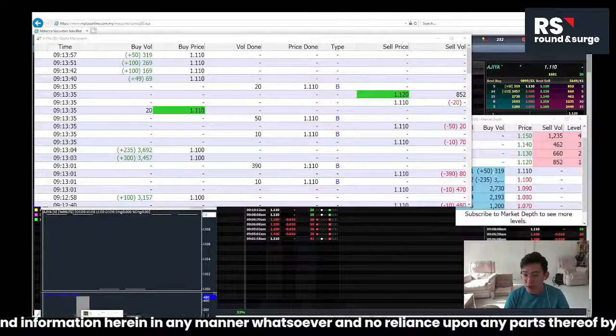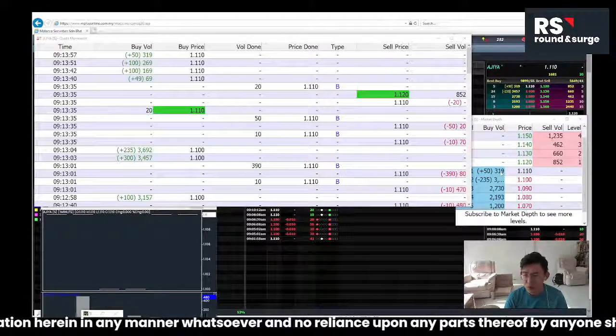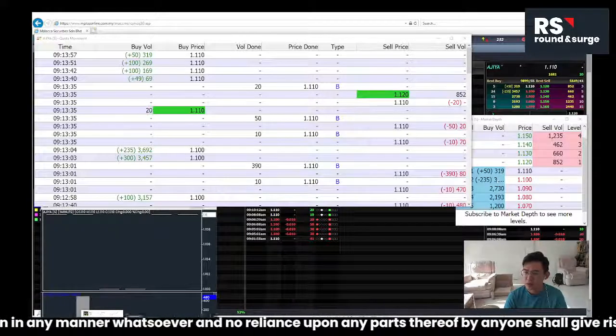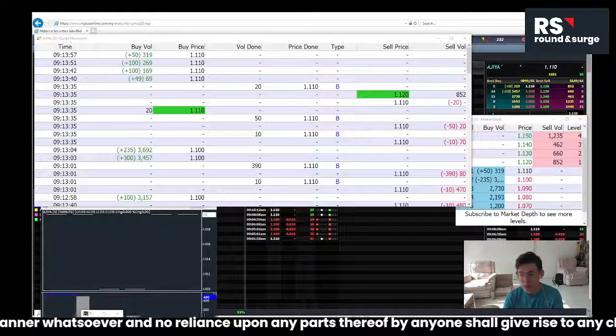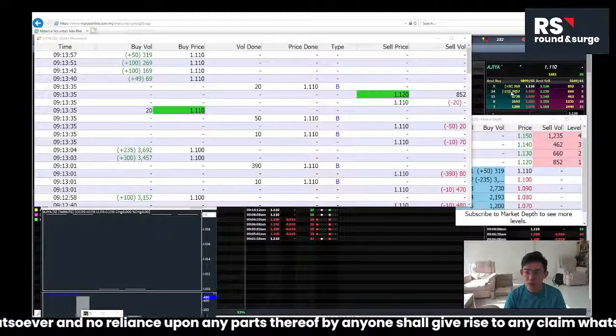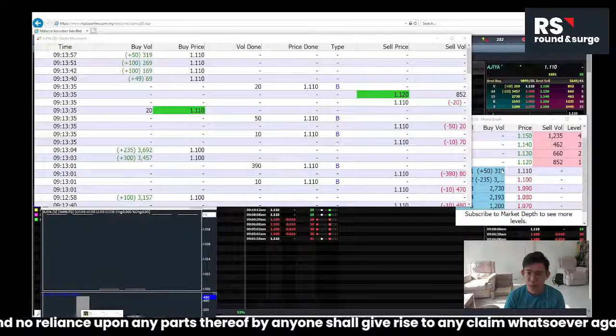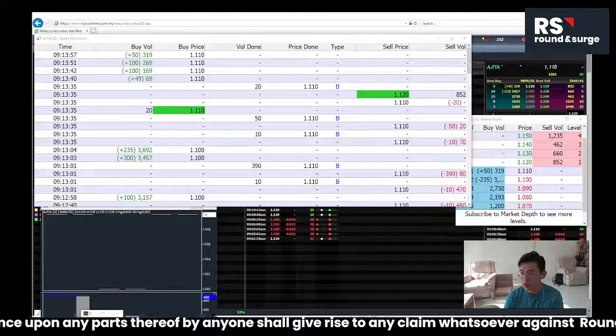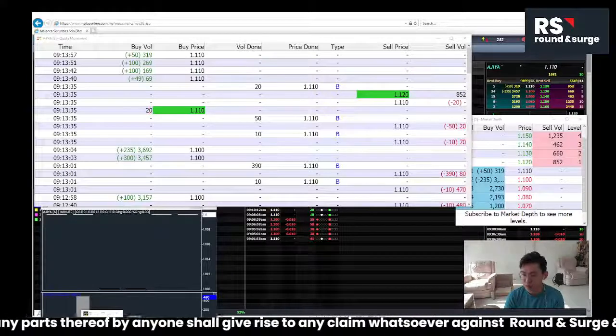Slowly buy volume is building up, but it's still not much yet. It's only 319. The rest of it is at 3,000, 2,000, 1,000. I want to see them refill back to about a few thousand, then that is something that we want to look into. That is when we need to prepare.